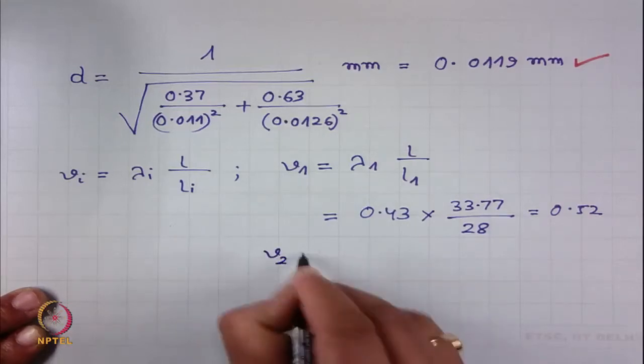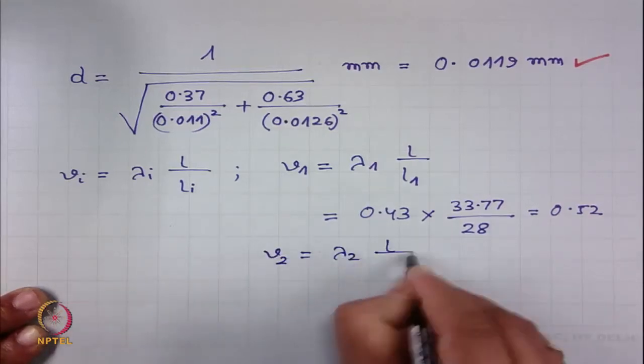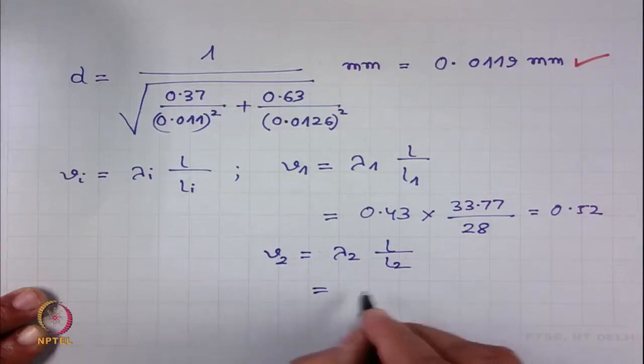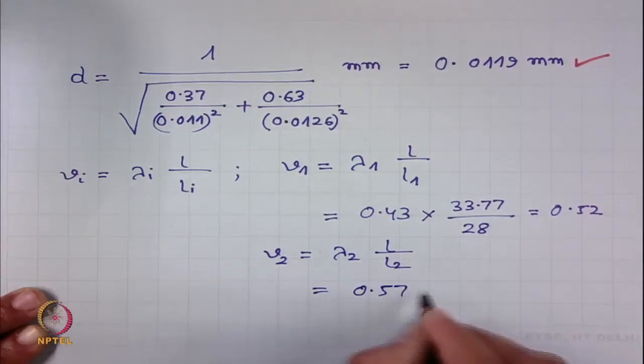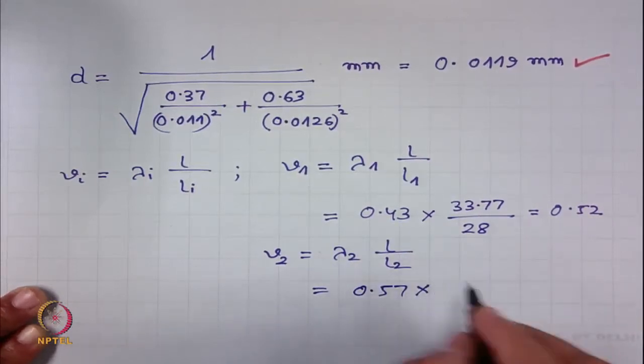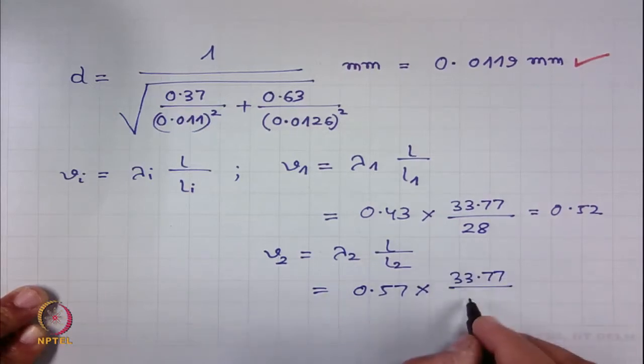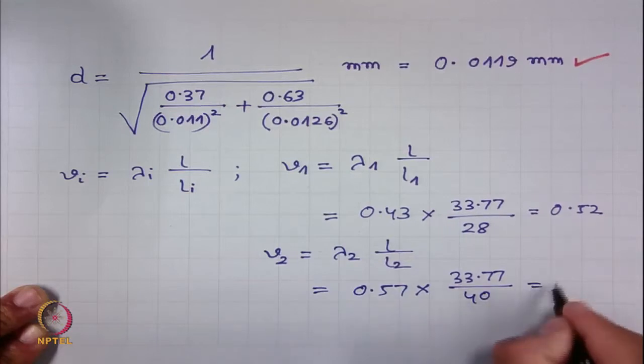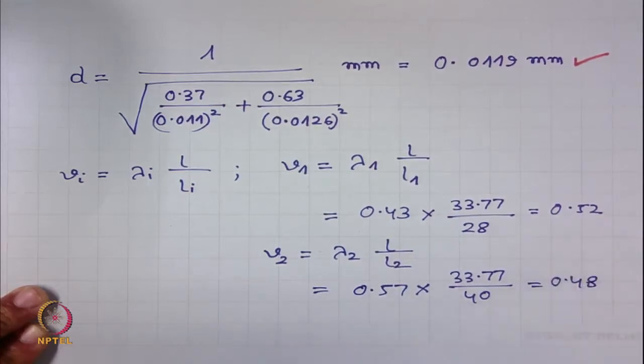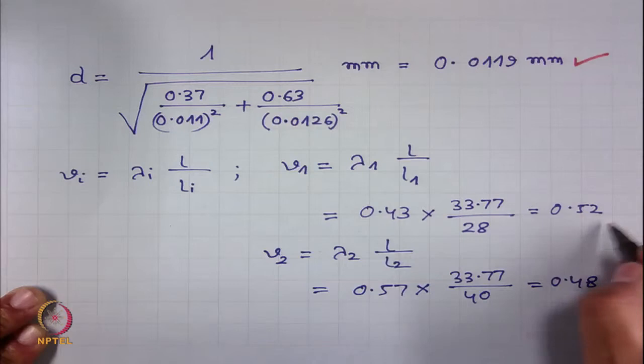Similarly, nu 2 is lambda 2 L by L2, lambda 2 was obtained as 0.57, this is 33.77 and length of polyester fiber was given 40. So, this value will come 0.48. This was our last one.